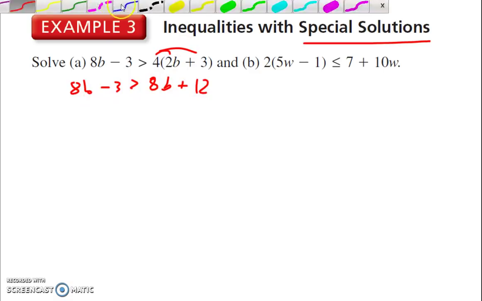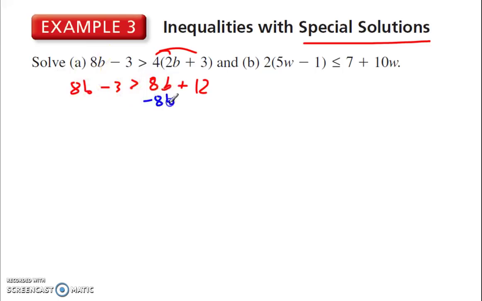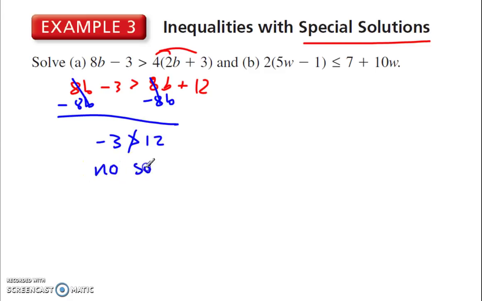Okay, notice when we start canceling out the variable, minus 8b, there is no smaller variable, which means they both cancel out. Now I have negative 3 is greater than 12. Is that true? Is negative 3 greater than 12? No. This is not true. This means there is no solution. There's nothing you can plug in here to make this true. No solution.